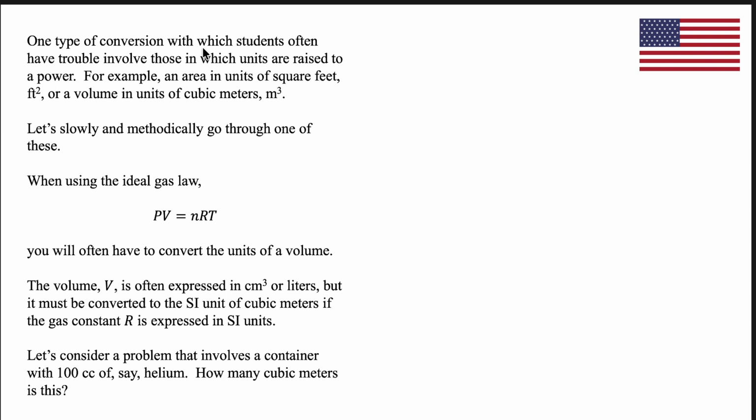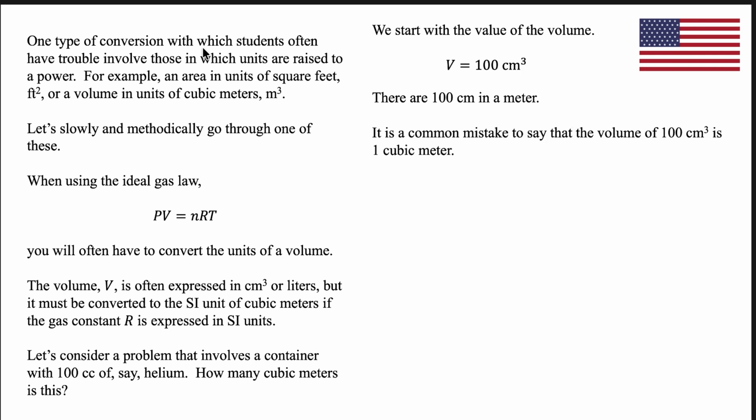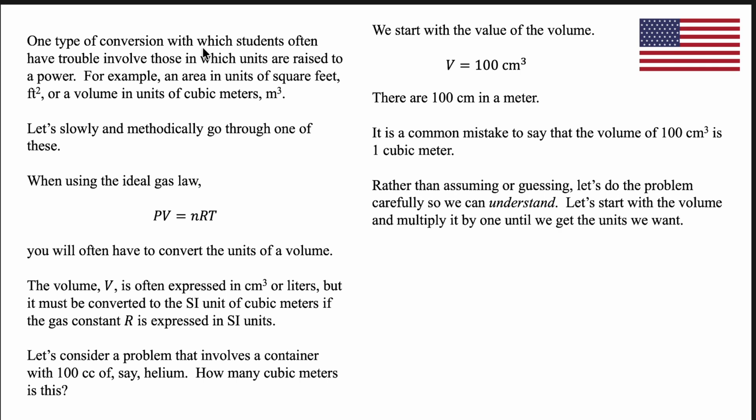So we have 100 cc's of helium, and we want to use the ideal gas law, which means we want to convert the units of the volume, of 100 cc's to cubic meters. So we start with the volume, 100 centimeters cubed. There are 100 centimeters in a meter. So a lot of students will say, well, that's 1 cubic meter, because we start with 100 cubic centimeters and there's 100 centimeters in the meter. This isn't right, and we have to understand why. So we're going to do it very carefully and slowly so we understand.